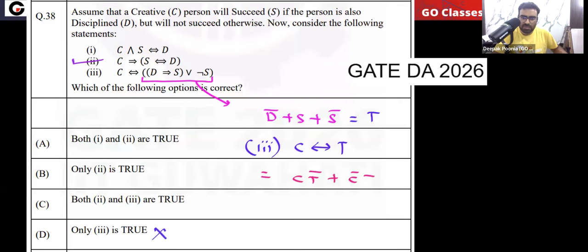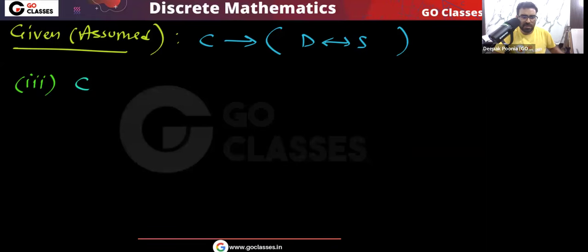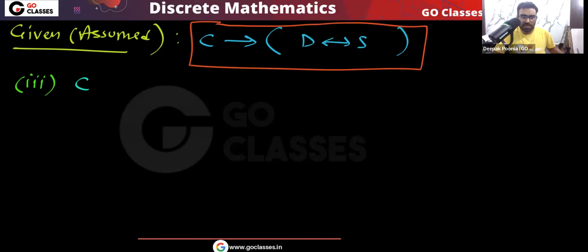Sorry, sorry. C by implication T, what can I write? I can write it C T or C bar T bar. So it will basically become C. So basically the third statement is same as C. Remember, the third expression is basically C only. Again, you can notice this is the given information. Given information is saying that if you are creative, then something. And the third statement is saying you are creative.